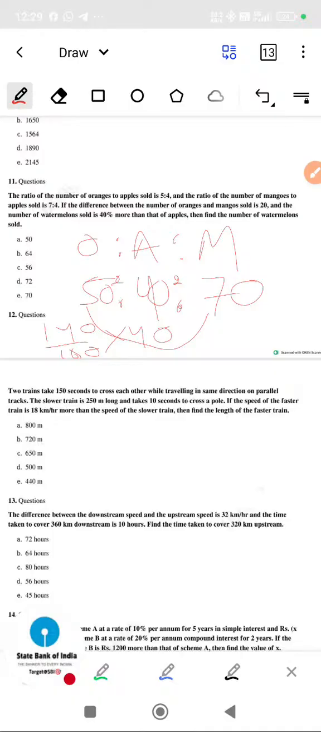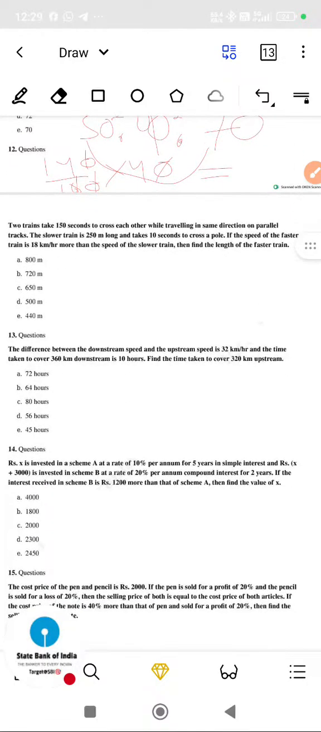So we need to find the answer for this one, which is nothing but our answer. 0 cancels with 0, 14 times 4 will be 56. Option C is the answer for this question. Next, we are going to see the next question.